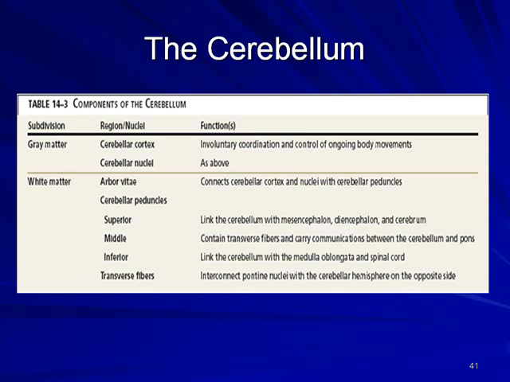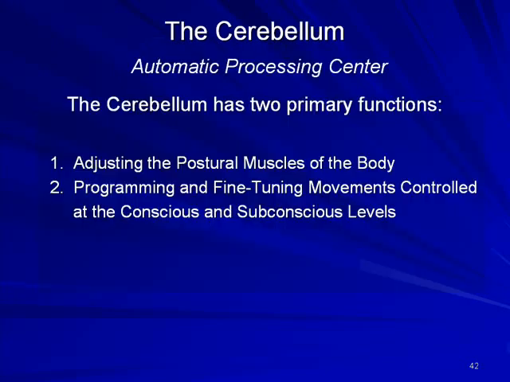control of ongoing body movement, and then the white matter is responsible for connecting the cerebellar cortex to the nuclei with the cerebellar peduncles. It links the cerebellum with 3 different parts: the mesencephalon, diencephalon, and cerebrum. It contains transverse fibers that carry communication between the cerebellum and the pons. Then it links the cerebellum and the medulla in the spinal cord, and it interconnects some of the nuclei, the pontine nuclei specifically, with the cerebellar hemisphere on opposite sides. This allows us to maintain coordination and balance in our body.